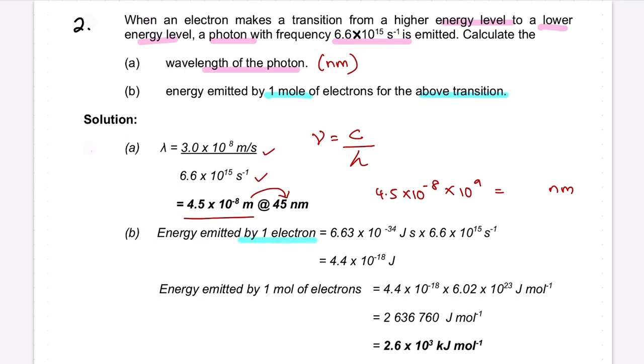Okay, so the next question is: what is the energy emitted by 1 mole of electrons for the above transition? First of all, we have to calculate the energy emitted by 1 electron, which is, they have used delta E equals Planck's constant multiplied by the frequency formula, whereby you have energy in joules. Then to convert it for 1 mole of electrons, you just have to multiply it by Avogadro's number. The answer is usually in joule per mole. Kindly convert it into kilojoule per mole, and better to be in standard form as well.